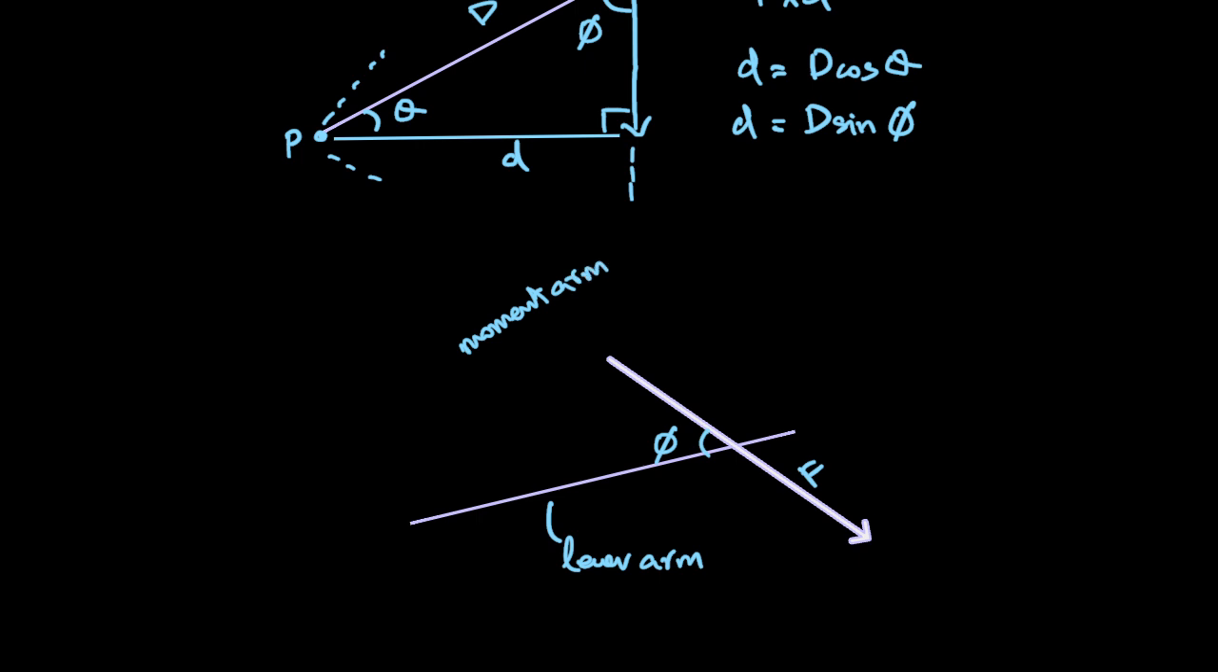So the formula that we can derive is the distance for the lever arm. Let's denote this by capital D. So the perpendicular distance in this case between your force vector and the pivot can be given by D sine phi. This will give you the perpendicular distance.